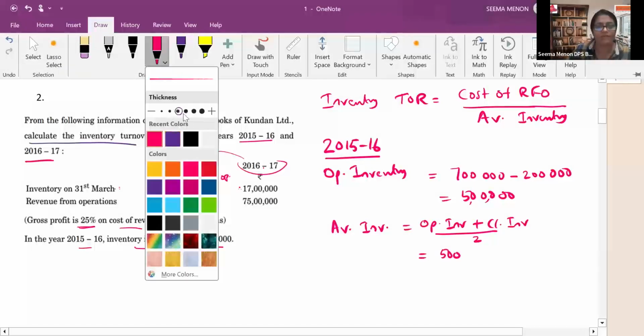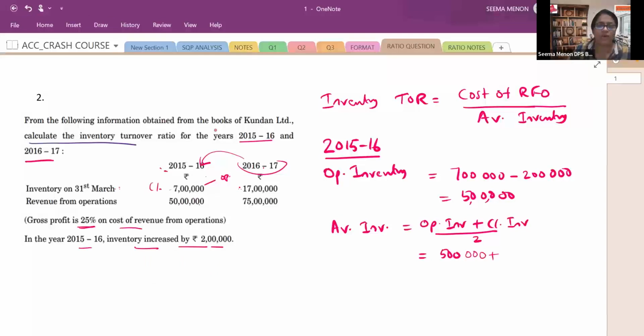5 lakh plus, what is the closing inventory? Closing inventory, you can see, is 7 lakh, divided by 2. So that is how much? 12 lakh divided by 2, that will become 6 lakh. Hope this much is clear to you.